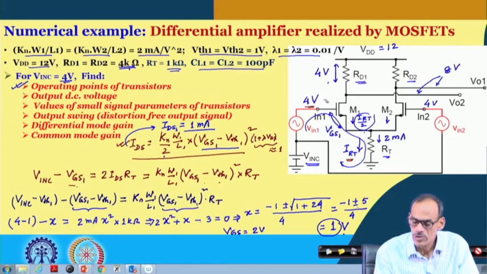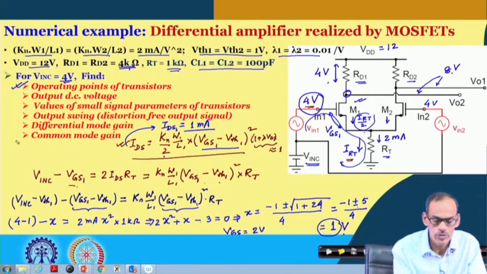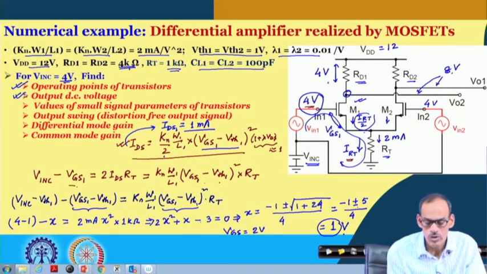Now, we can see that at the gate we do have 4 volt and at the drain we do have 8 volt. So, that is good for this transistor. The transistor is well within its saturation region of operation. So, so far we obtained the operating point and the DC voltage.